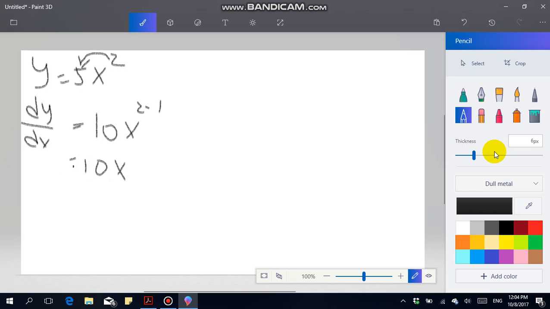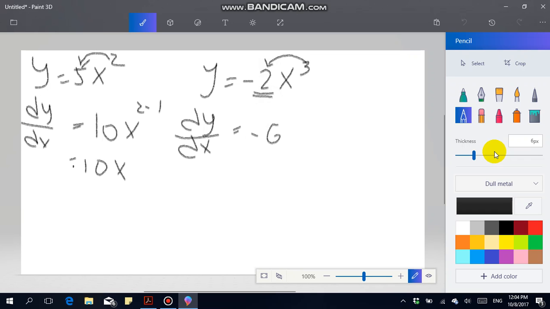Let's try another example. For example, I have y is equal to minus 2x raised to the power 3. So my differential dy by dx would be, again, I will take this power of x and multiply it with the coefficient. This time minus 2 is being multiplied by x, so this 3 would also get multiplied. So it will become minus 6. And then the power of x will be subtracted by 1, because every time you take this power, the rule is that you have to subtract this power by 1. So this will become minus 6x raised to the power 2.